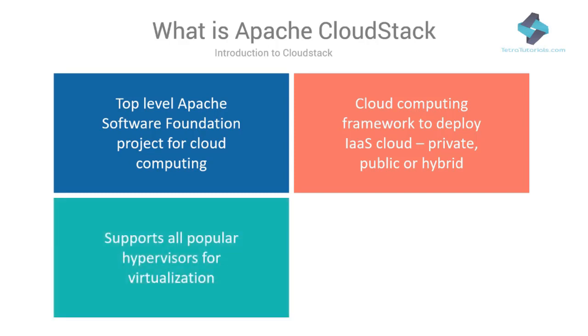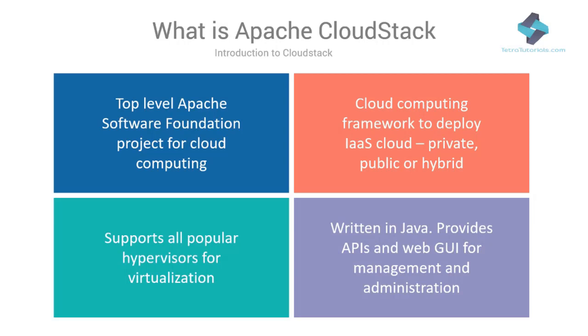Apache CloudStack supports all popular hypervisors for virtualization such as KVM, VMware vSphere, XenServer, Hyper-V, LXC, and so on. It could be used to deploy and manage a public or private IaaS compute cloud environment. Apache CloudStack is written in Java and includes an API and a web GUI that allows you to organize and manage the virtual machines as well as create virtual machine templates.